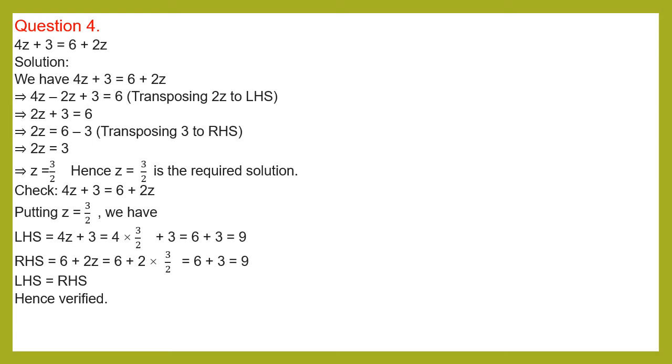2 1s are 2, 2 2s are 4. 4 and 3. 4 into 3 means, 2 1s are 2, 2 2s are 4. 2 and 3. 2 into 3 means 6 we will get. 6 plus 3 equals 9.